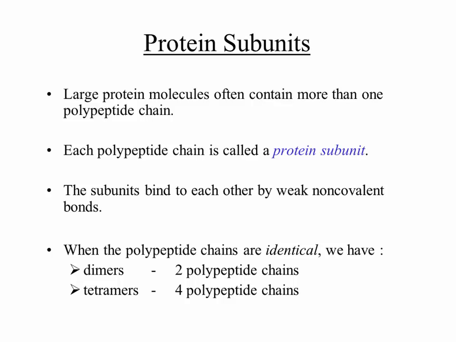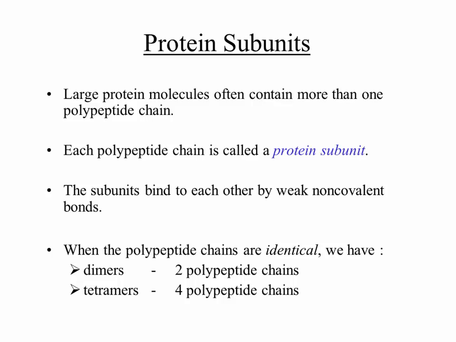Now, large protein molecules often contain more than one polypeptide chain. I've said that hemoglobin has more than one polypeptide chain, and each polypeptide chain is called a protein subunit. Again, as I'm going along, there are things in blue. That's terminology. You should be noting that as we go along, not right now, but when you're studying for the exam, or at least to get something out of this course. Now, the subunits will bind to each other by weak, non-covalent bonds.